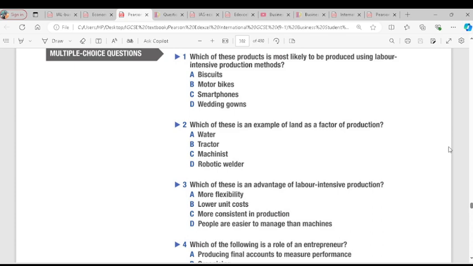Why did you choose smartphones? Is motorbikes more helpful than smartphones? Wedding gowns, smartphones, motorbikes. Which one of these products is most likely to be produced using labor intensive? Smartphones. Well, motorbikes will not even. The thing is, motorbikes will not take all the products to supermarkets. A motorbike is so small, it needs trucks and stuff.